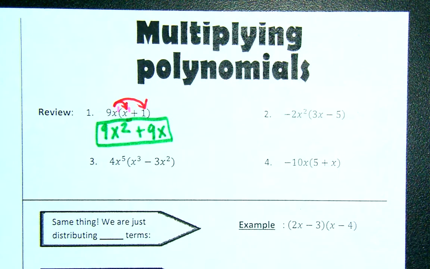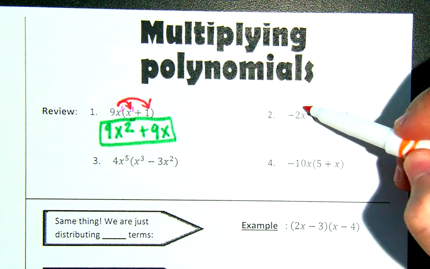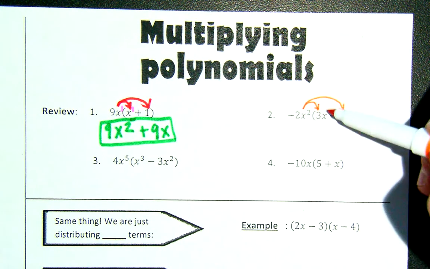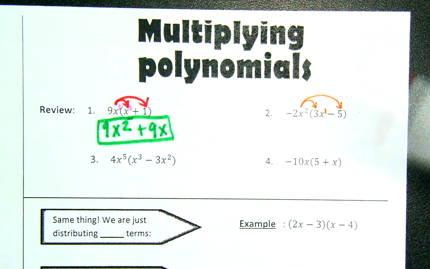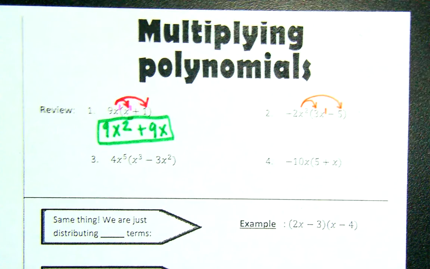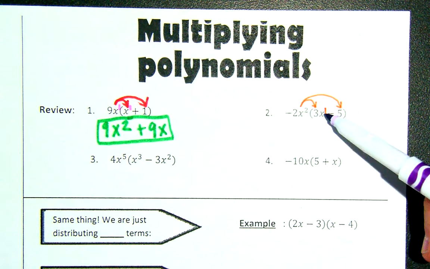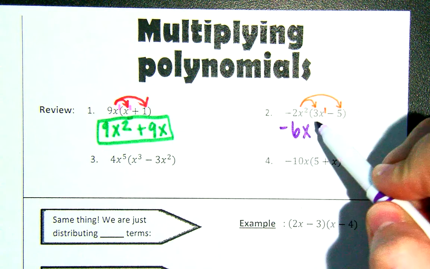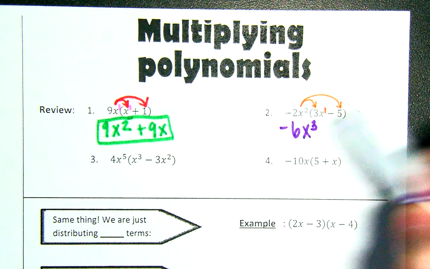Let's look at the next one. The next one is the same way. I'm going to distribute to both terms. Remember, if it doesn't have an exponent, we put a 1, because when we distribute, we're adding our exponents. So, negative 2x squared times x to the third is negative 2x cubed, because 2 plus 1 gives me 3.